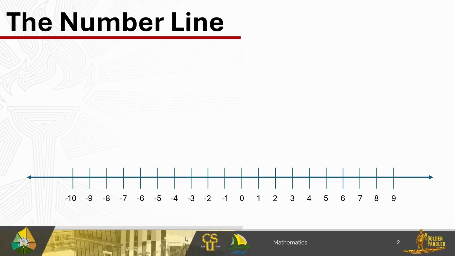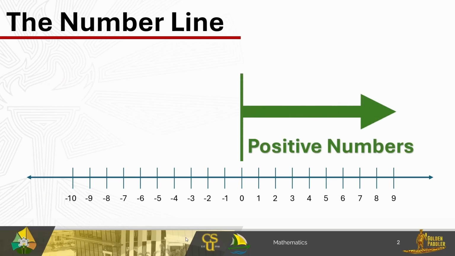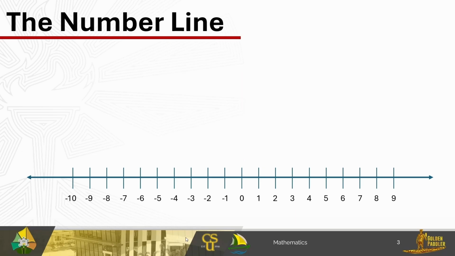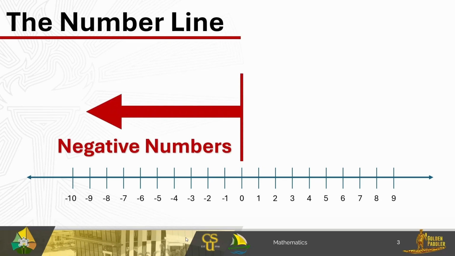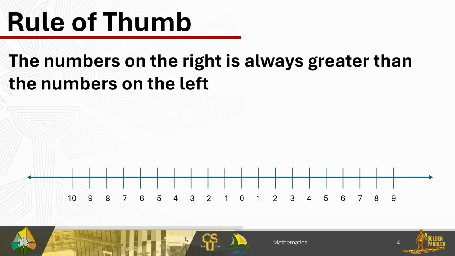Consider the number line. The numbers to the right of 0 are considered positive numbers, while the numbers to the left of 0 are considered negative numbers. In a number line, the numbers on the right are always greater than the numbers on the left. Say negative 3 is greater than negative 6. It's because negative 3 is on the right of negative 6.